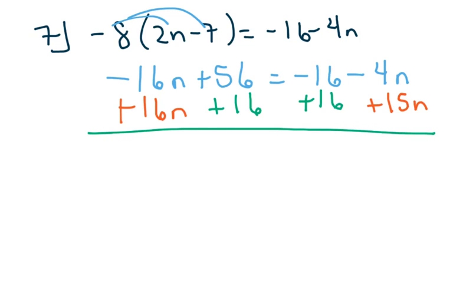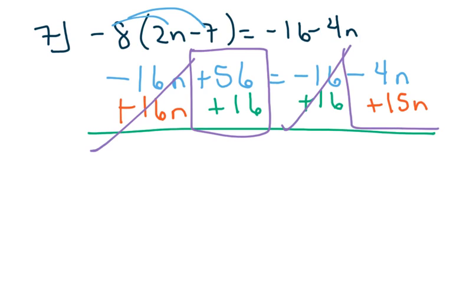Then when you do this, two things should cancel. Those cancel here, these cancel here. And then all you have to do is combine the constants, which would give you, what is that? 672. And here, this would give you 11n.